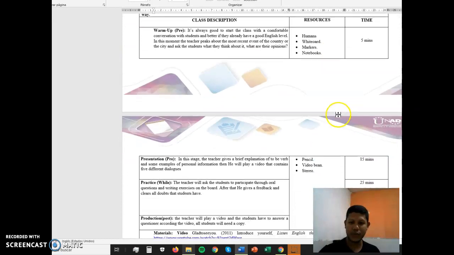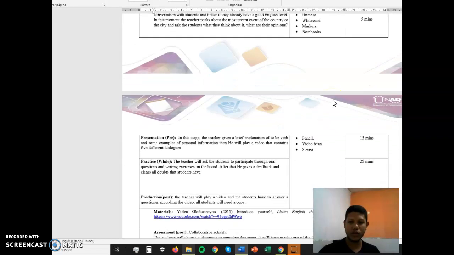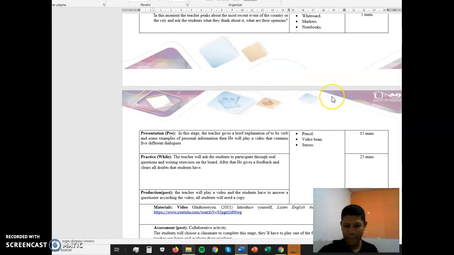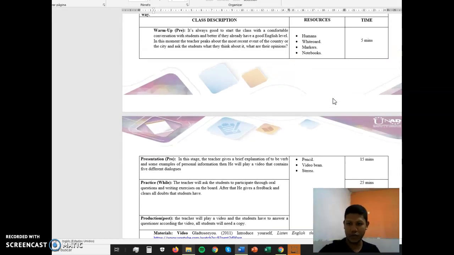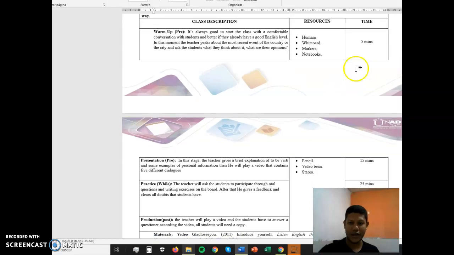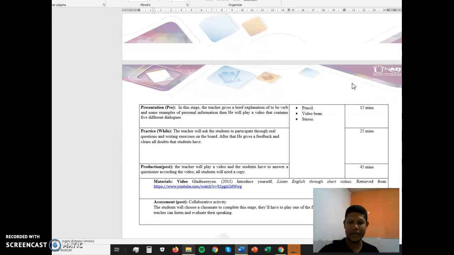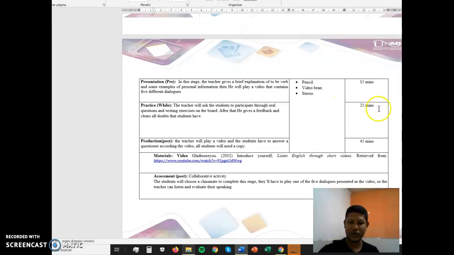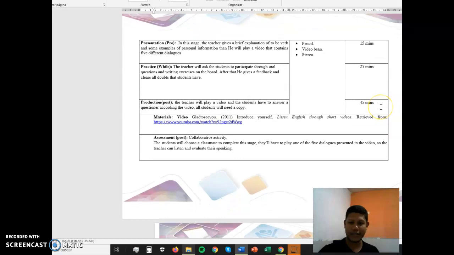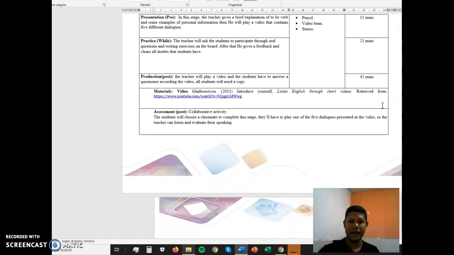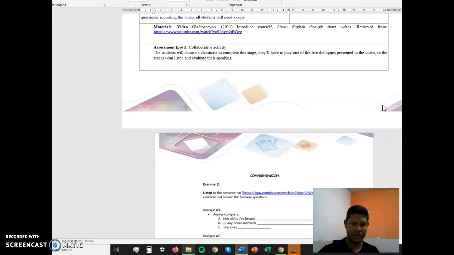And the resources will be humans like teachers and students, whiteboard, markers, notebooks, pencils, video beam, and also we will need a stereo to listen to the video. And each stage has a time, so we have for the warm-up 5 minutes, for the presentation 15 minutes, for the practice 25 minutes, and finally 45 minutes.